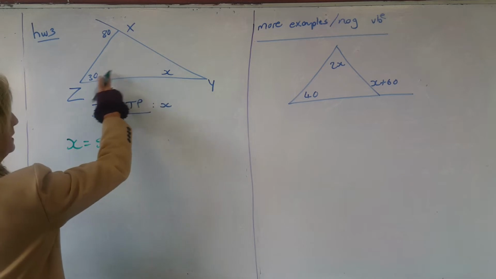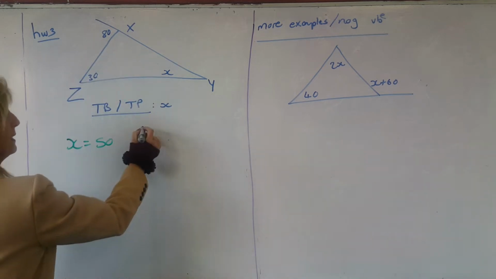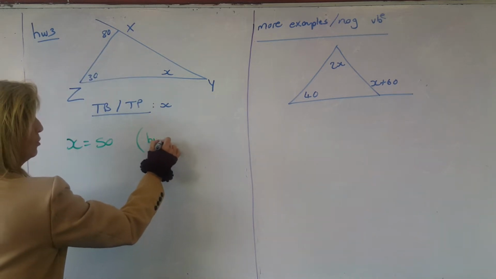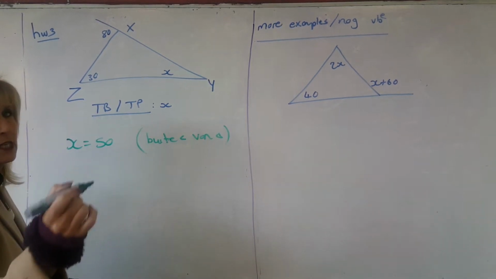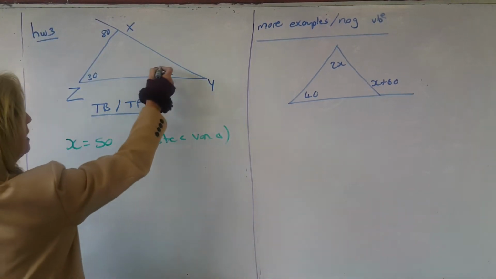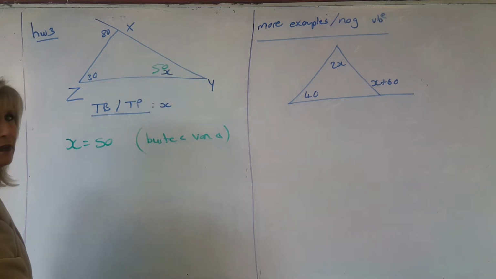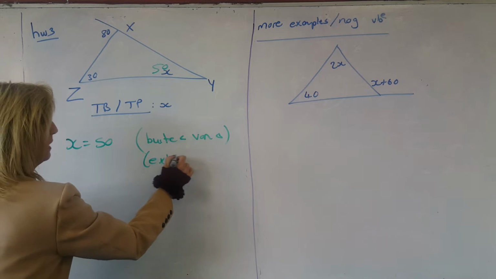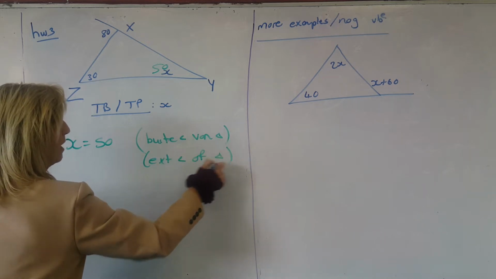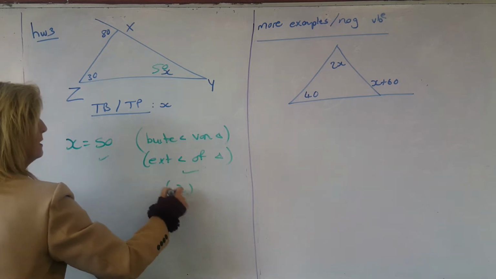50 en 30 gee vir my 80 en my rede is buitehoek van 'n driehoek is gelyk aan die som van die oorstaande binnehoeke. So this one has to be 50 and put your color on the sketch. It's exterior angle of a triangle, which would be a 2-mark sum.